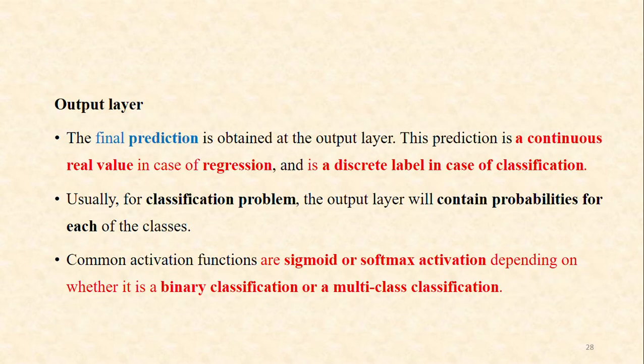The output layer. The final prediction is obtained at the output layer. This prediction is a continuous real value in case of regression and is a discrete label in case of classification. Usually, for a classification problem, the output layer will contain probabilities for each of the classes. Common activation functions are sigmoid or softmax, depending upon whether it is a binary classification or a multi-class classification.